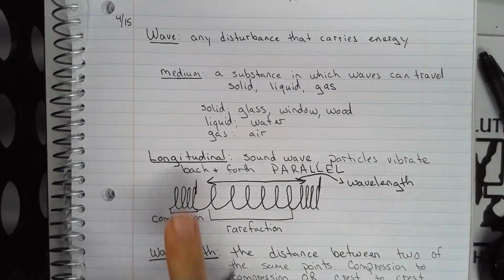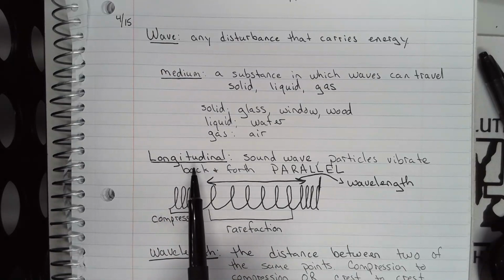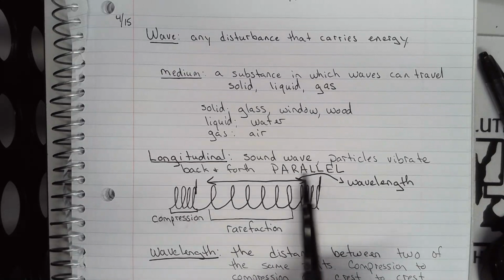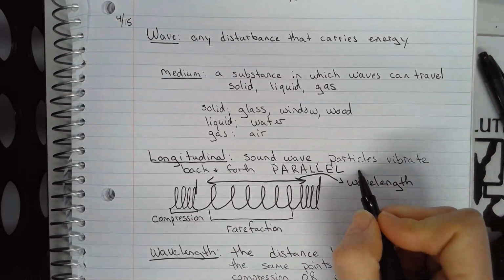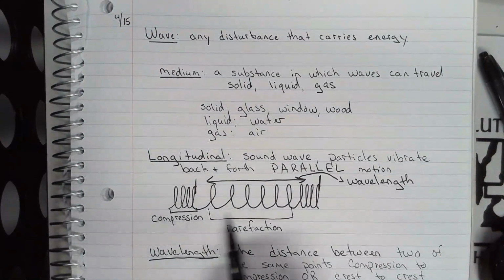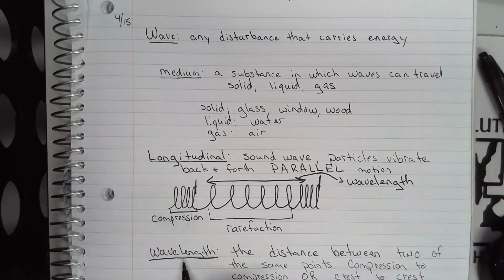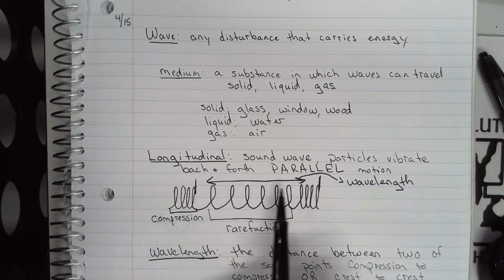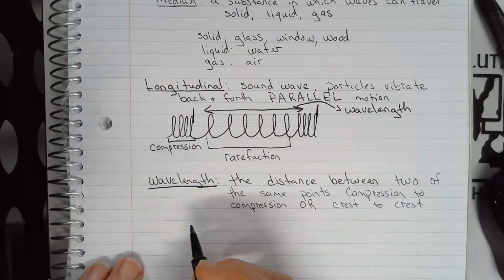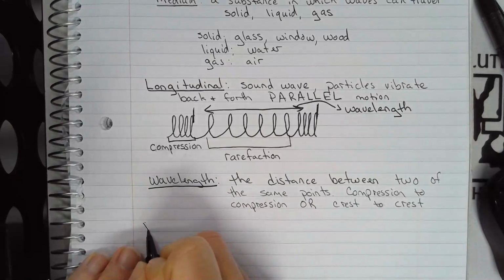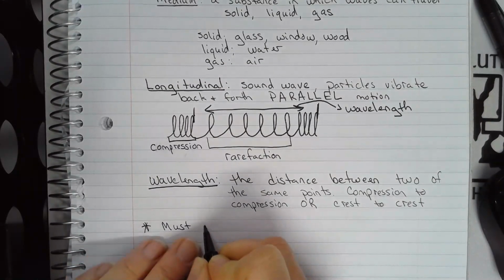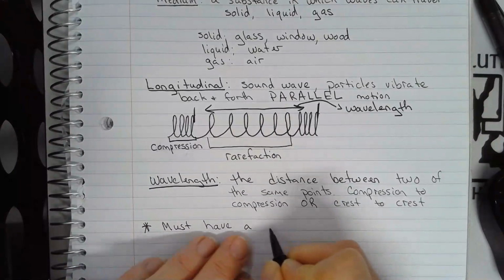One more thing on the longitudinal wave. So here's our main points. A longitudinal wave is a sound wave. The particles vibrate back and forth in a parallel motion. This is what a longitudinal wave looks like. To measure a wavelength, you go from the same point to the same point. And a very important thing for longitudinal waves, they must have a medium.